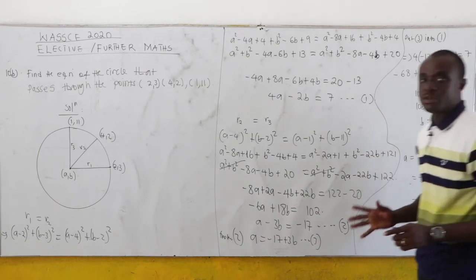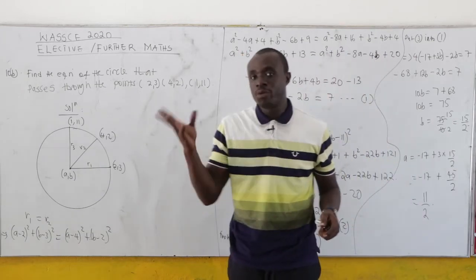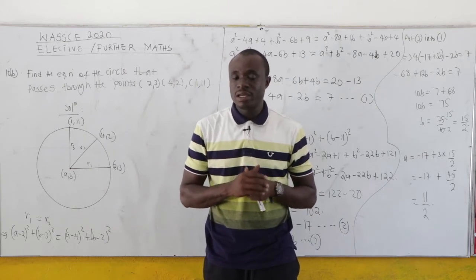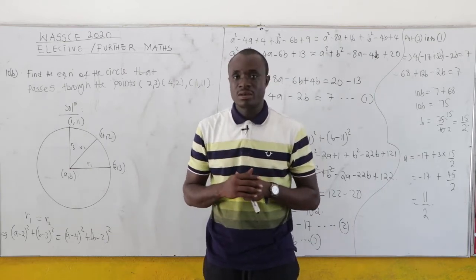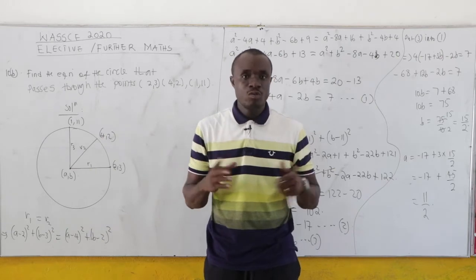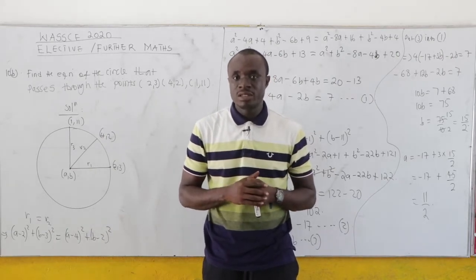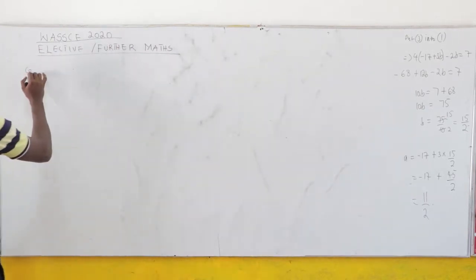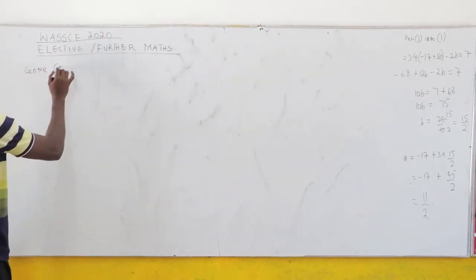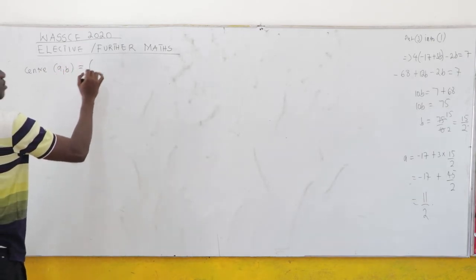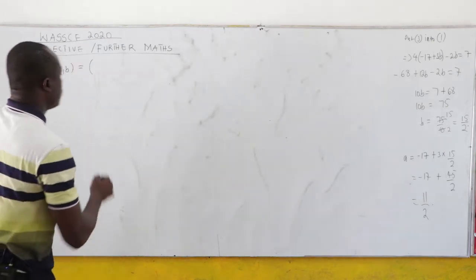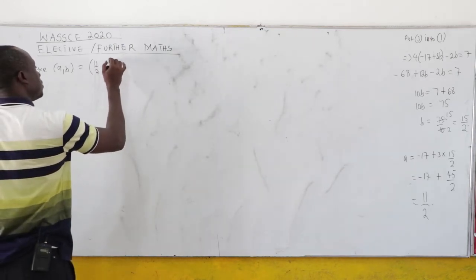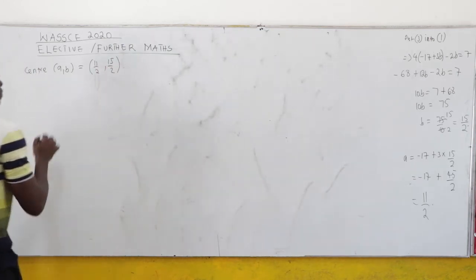So we now know the values of a and b. We also know a point on the circle. Hence, this can guide us to find the radius of the circle. And then using the radius and center, we'll be able to write the equation of the circle. So our center (a, b). Now what is our a? We had our a to be 11 over 2. And then our b is 15 over 2.